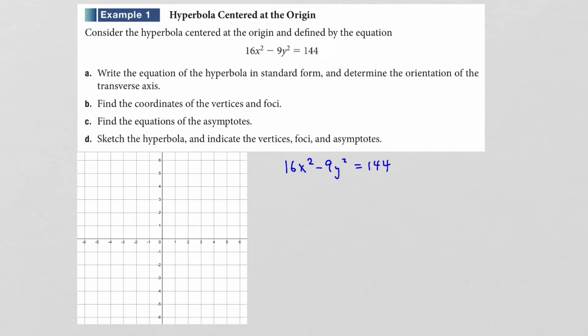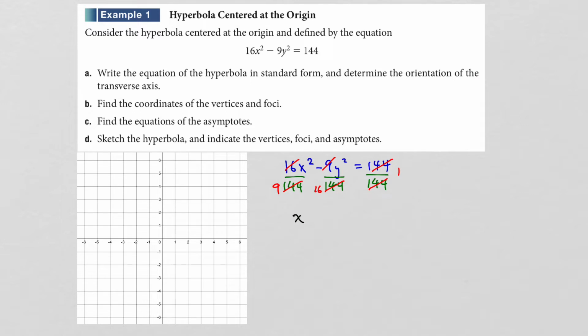And we need to put that in standard form, which means it needs to be equal to 1 on the right-hand side. So what I'm going to do here is divide by 144 on both sides of the equation. So every term gets divided by 144. And then we need to know that 16 goes into 144 9 times. 9 goes into 144 16 times. And of course, 144 divided by 144 is 1.